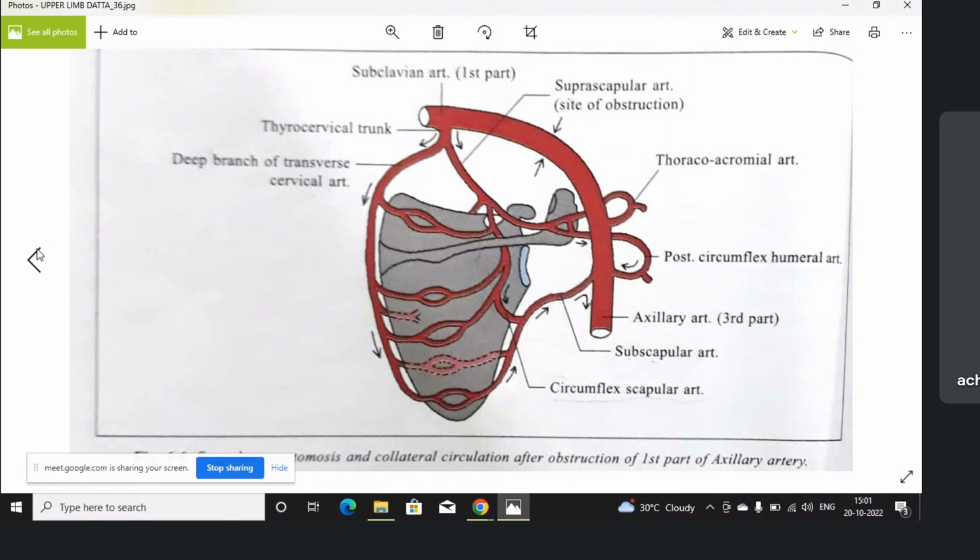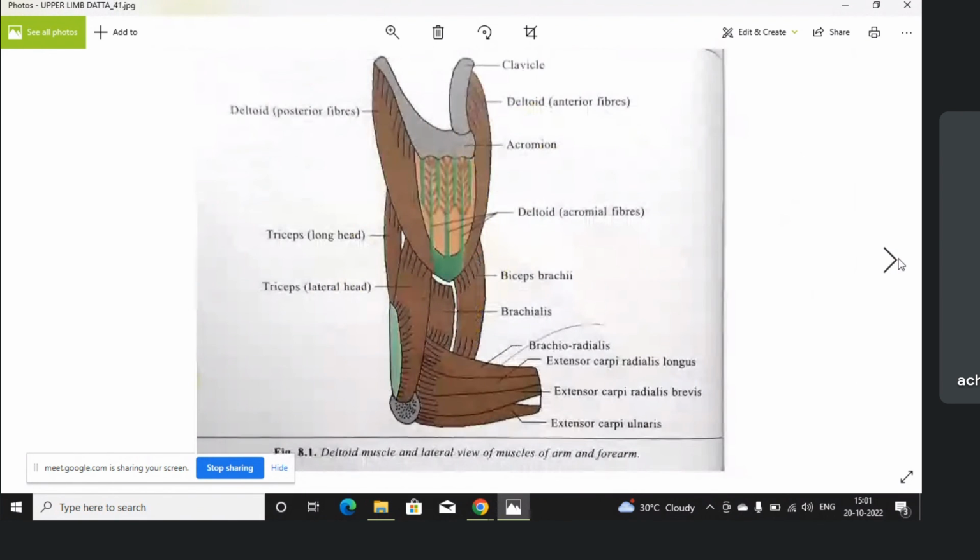Did you forget? The thoracoacromial artery is a branch of the second part of the axillary artery. It gives 4 branches: number 1 is the clavicular branch, number 2 the acromial branch, number 3 the pectoral branch, number 4 the deltoid branch. Don't forget the thoracoacromial artery. So this is the blood supply and nerve supply of the shoulder joint.